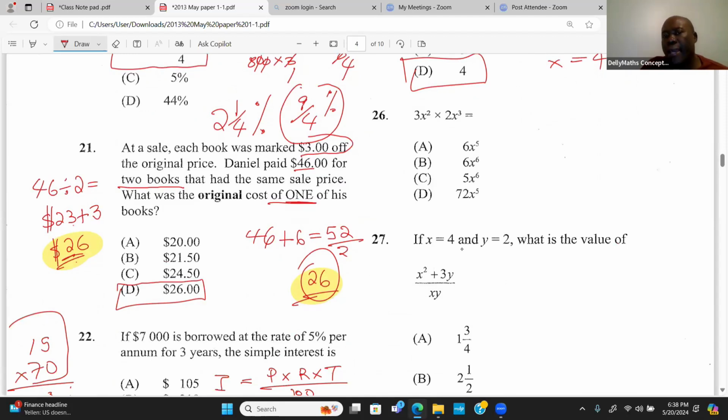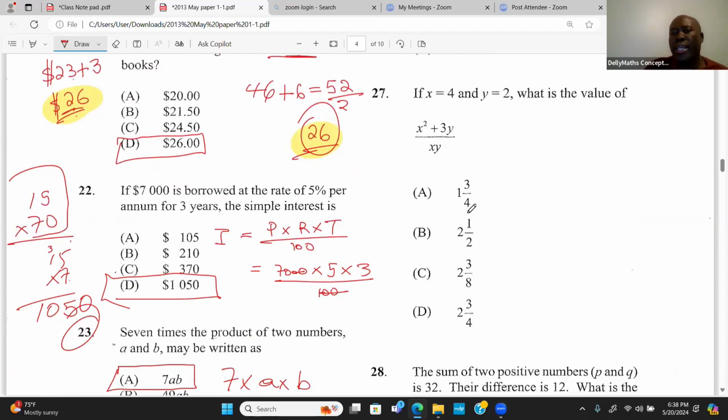All right, so we're multiplying these. When you multiply, 2 times 3 gives us 6. When you multiply the same letters though, x to the second, x to the third, you add powers. So we're looking for 6x to the 5th power, and it's A. Because remember, when we multiply the same variable, we add their powers.